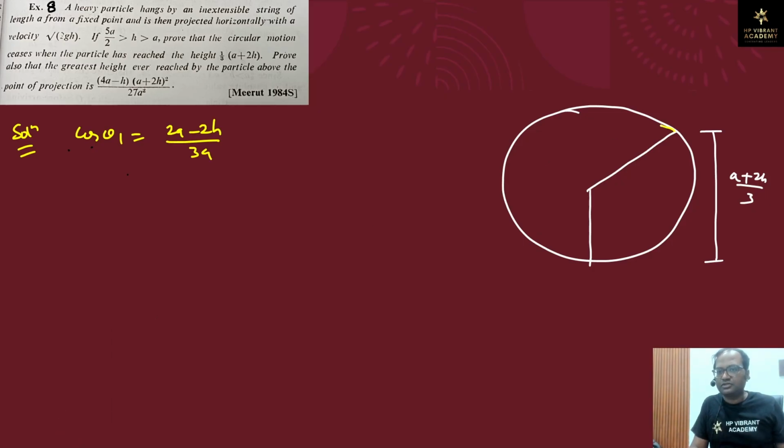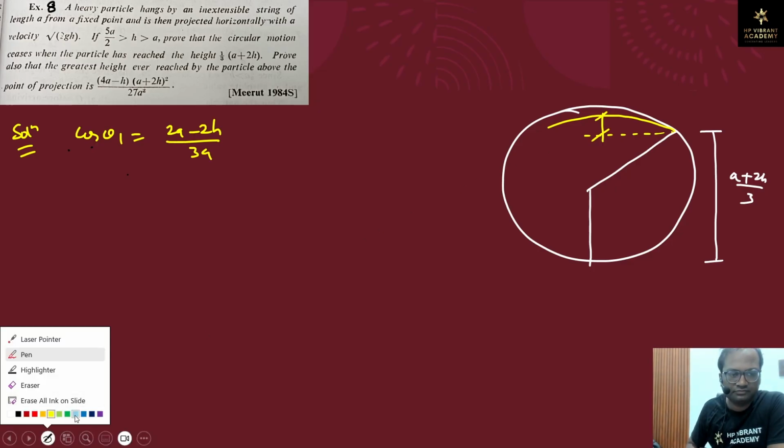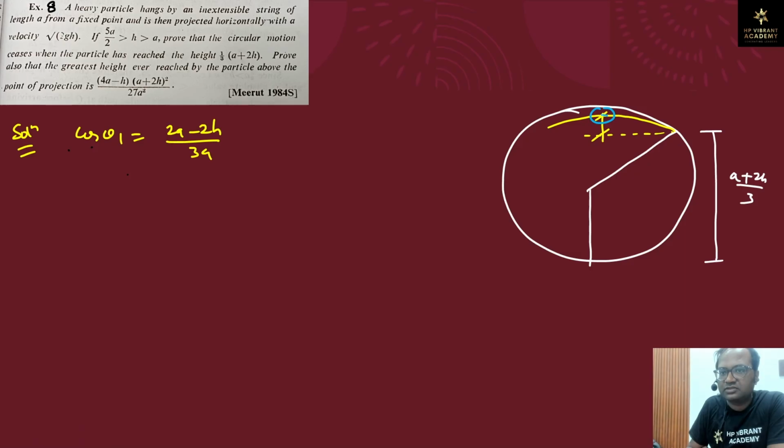So our projectile motion is like this, and this is the maximum height. Let us name this. We have to prove that the greatest height ever reached by the particle above the point of projection is this greatest height. We have to find this height from the point of projection. So we will add a plus 2h upon 3, and let us name this as P and this as M. So MP we have to find.